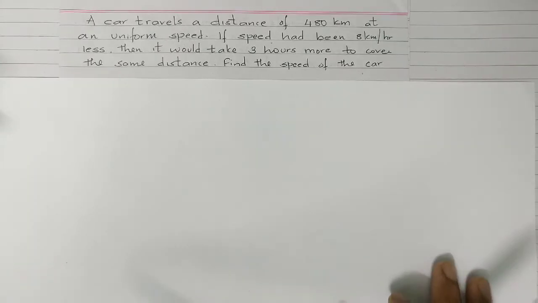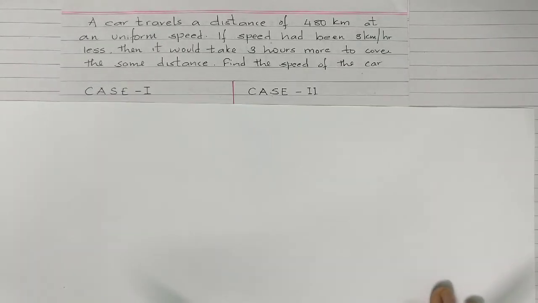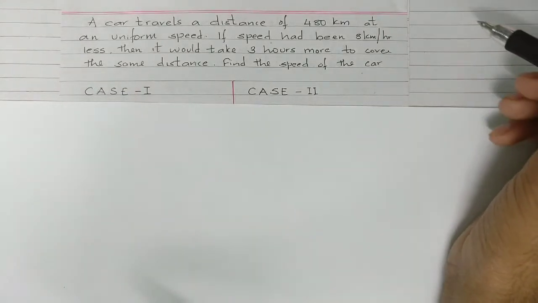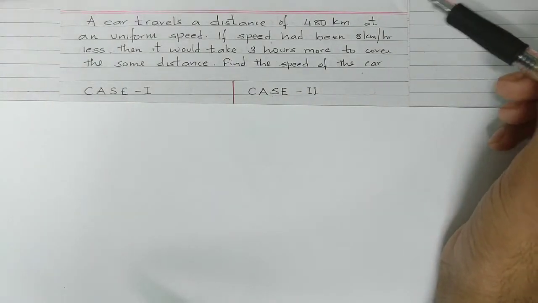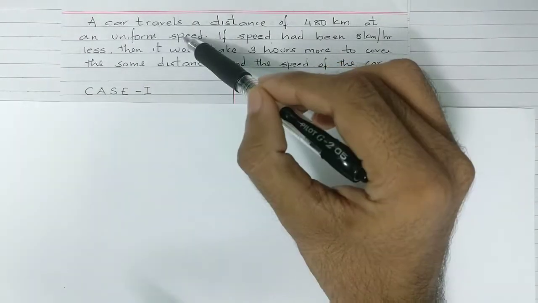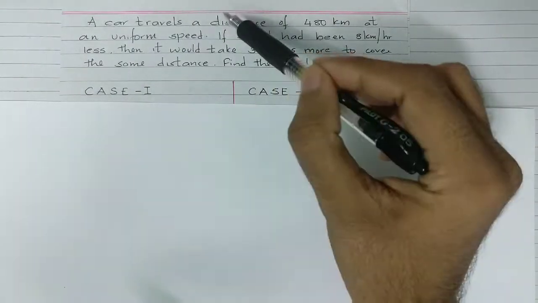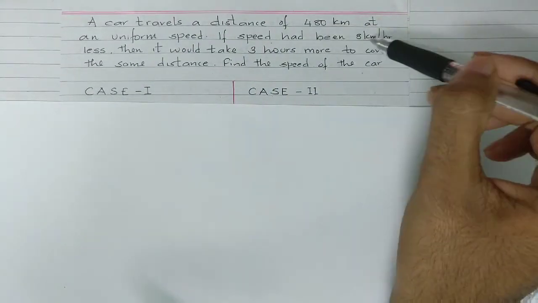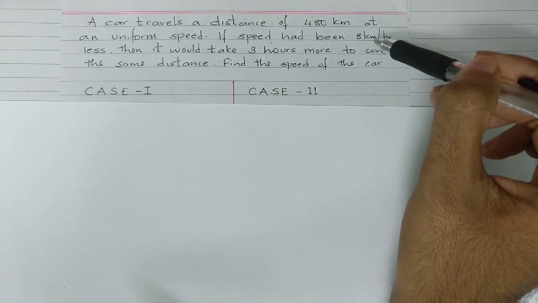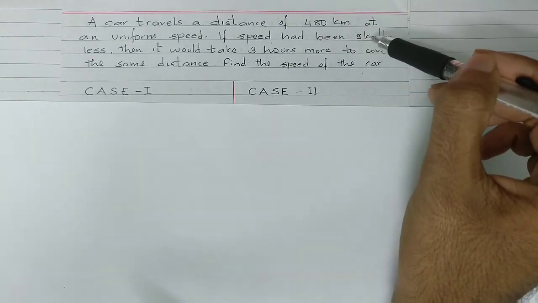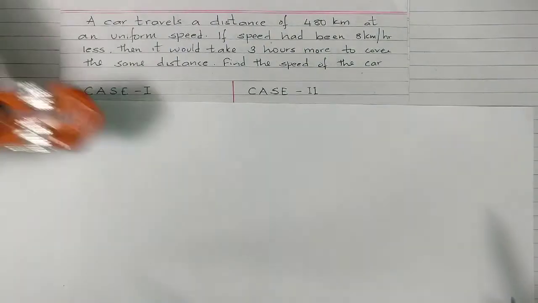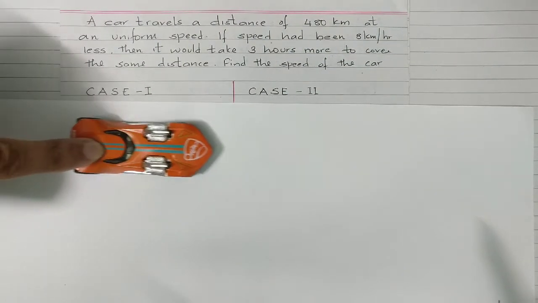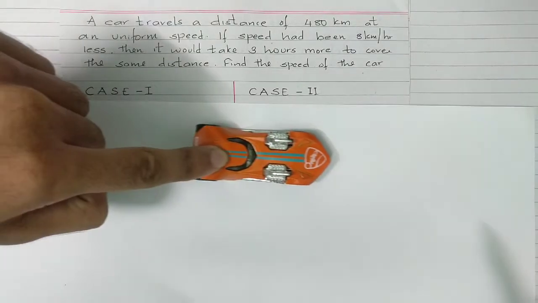So what we can do over here is consider two cases. In the first case, let the car be at a uniform speed. In the second case, we will say that the car was moving 8 km per hour less than its initial speed. So say for example, this car is moving at some uniform speed.